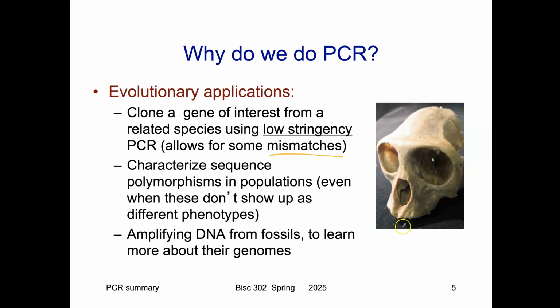They have done things like amplify DNA from Neanderthal fossils, and we have learned more about their genomes, and we have discovered that there was Homo sapiens and Neanderthal interbreeding, because most people, except people who've only lived in Africa for their whole evolutionary history, everyone has a little bit of Neanderthal DNA within their genomes.